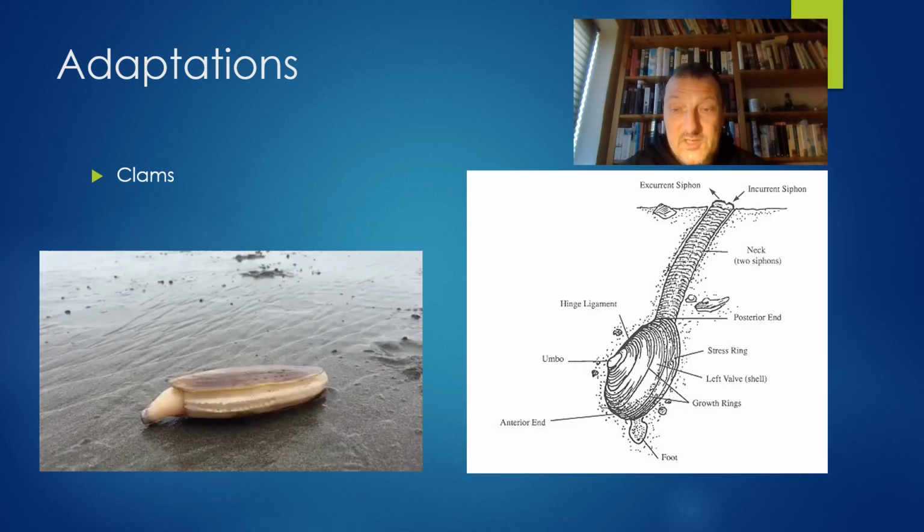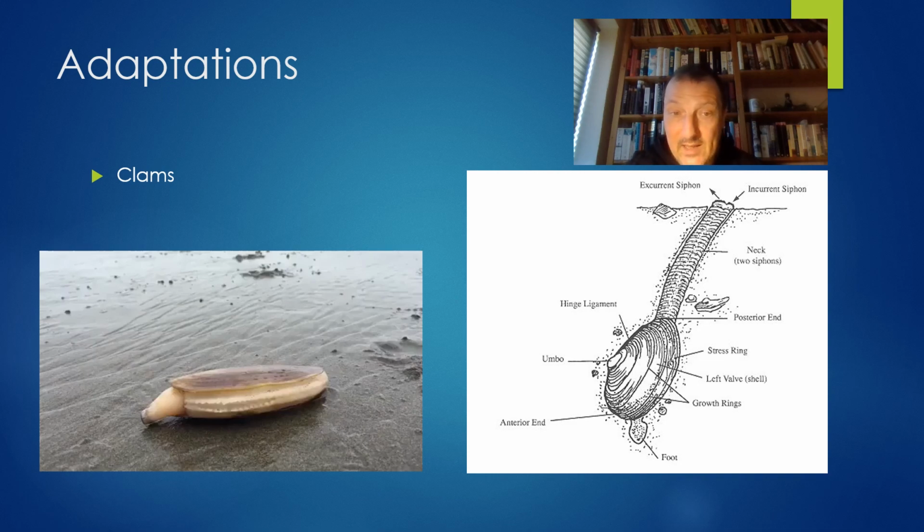The other organism we look at here are clams, and clams are in the mollusks family. They have two shells, and they're also able to burrow. And when they burrow, they have this large tube, the siphon, which makes it able for them to get water and oxygen down into the burrow when they're beneath the sand.